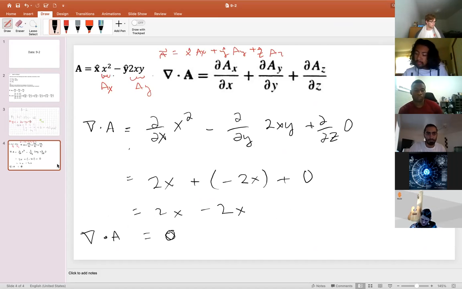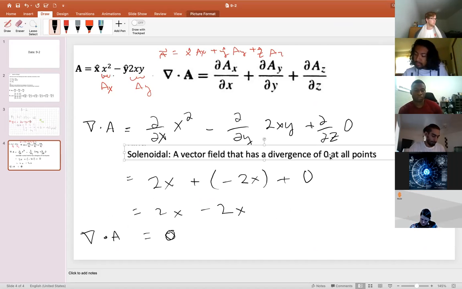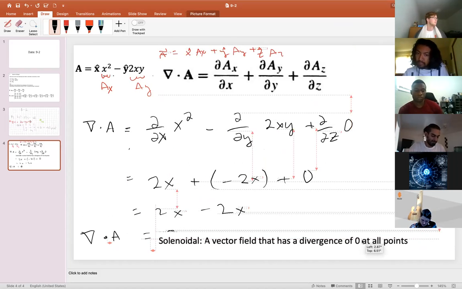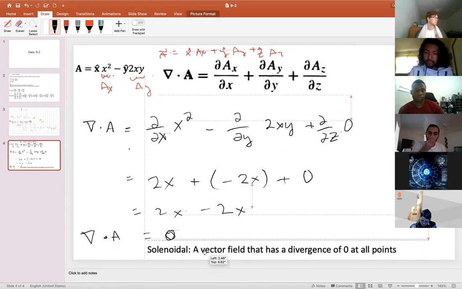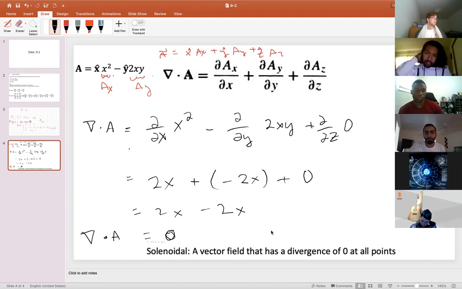Now, it asked us if this is solenoidal. So should we call vector A solenoidal? Yes. Yeah, I like that, Gabriel. Give me the thumbs up. So thumbs up. This one's solenoidal, right? And it has a divergence of 0 at all points.